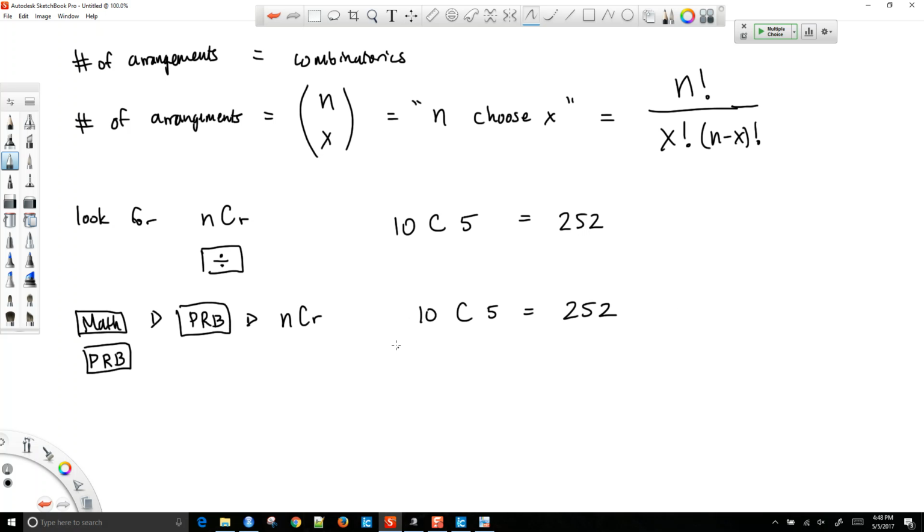It'll be 10 NCR 5, okay? 10 NCR 5 should give you 252. If you can't find this on your calculator or you don't know how to use your calculator, come see me. I'll be happy to try to show you and explain this to you.